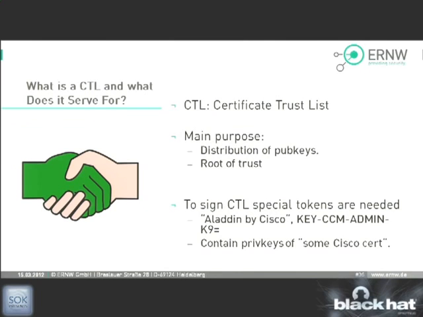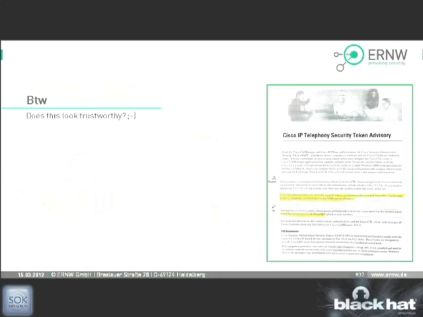These are Aladdin tokens, which contain a key pair of some Cisco cert or some Cisco CA, and these are used to sign the CTL, which is then deployed to the phones. What is a bit funny about this, I know there are some Cisco people in the room, please forgive us for this.